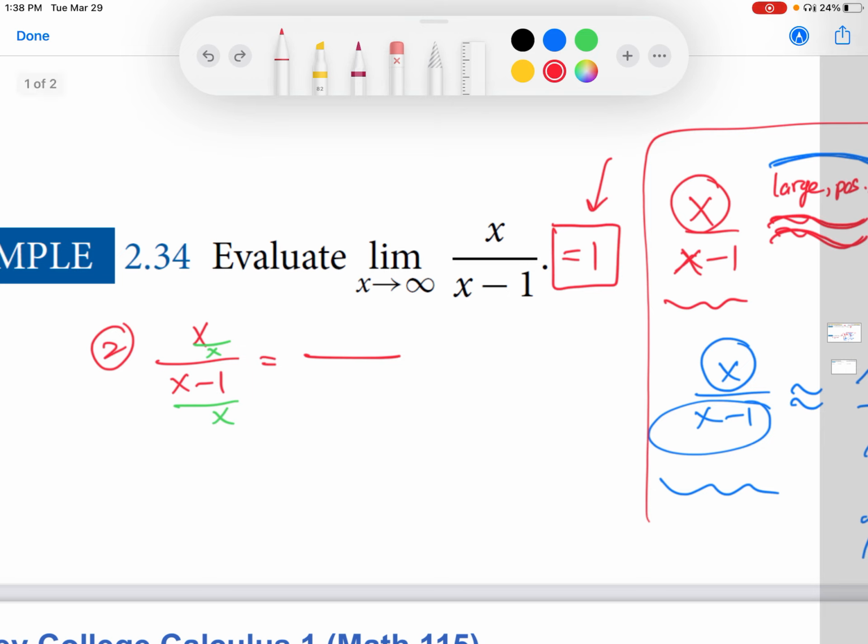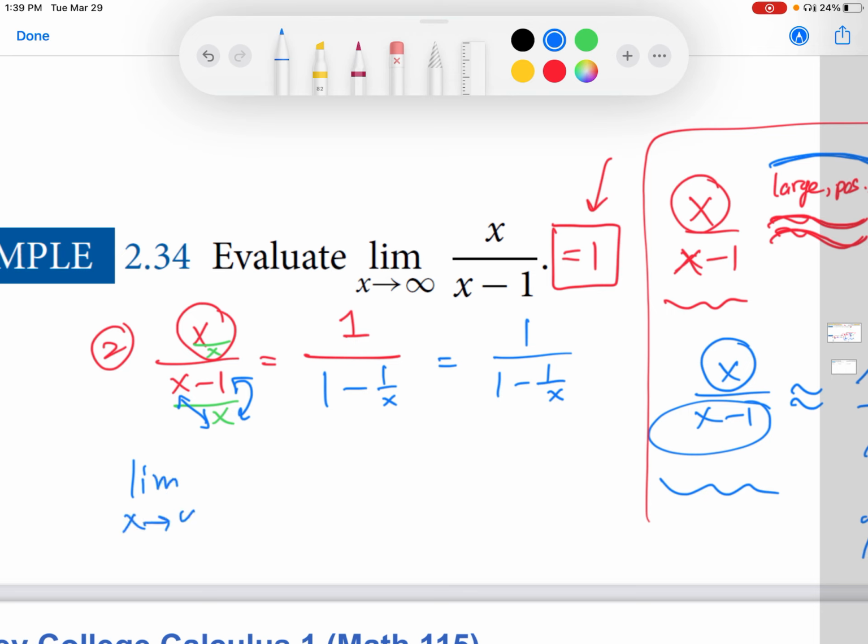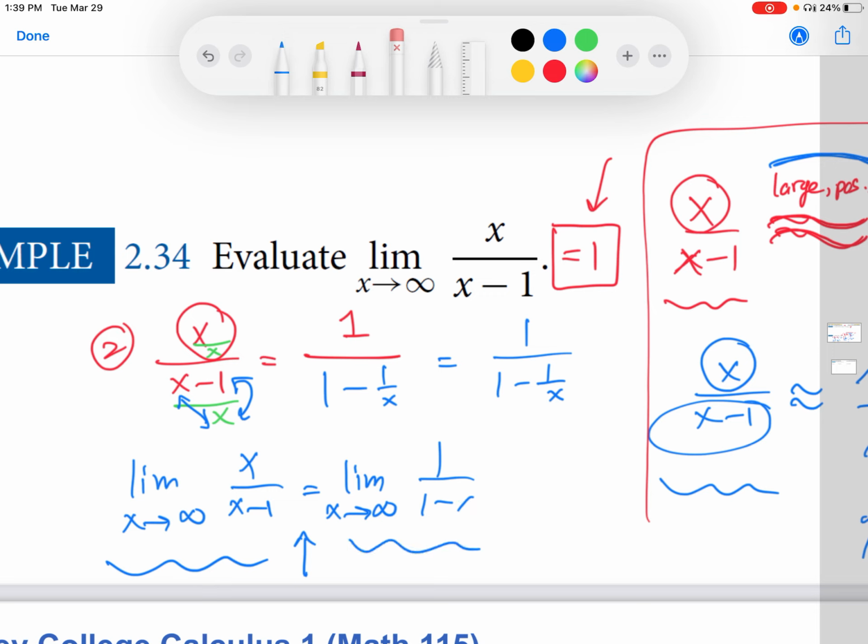In the numerator, I get x over x, that's equal to 1. In the denominator, I get x over x from this division, which is 1, minus 1 over x from this division. Great, so my function is 1 divided by 1 minus 1 over x. So that is literally just an algebraic manipulation, so it does not change the value of the limit. So my original limit is the same as this limit. Oops, I should have put a 1 over x there.